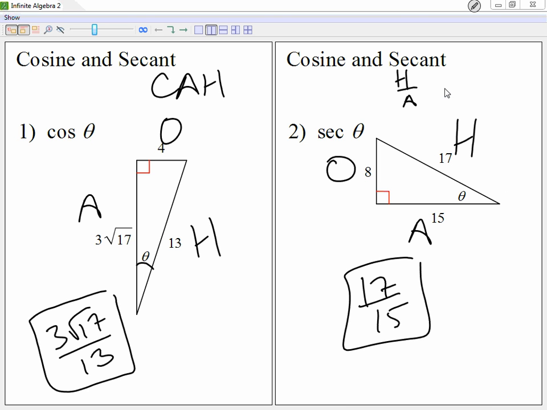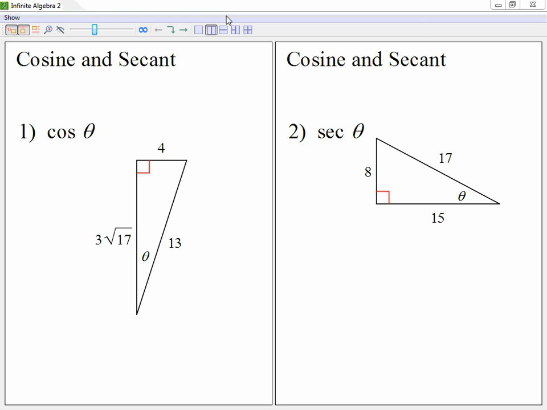Any questions? You get this? Yeah. Number 3? Alright, let's take a look at number 3.